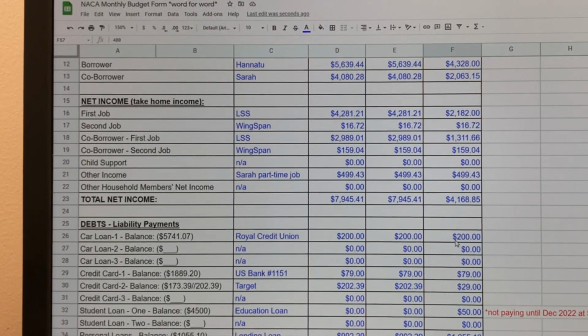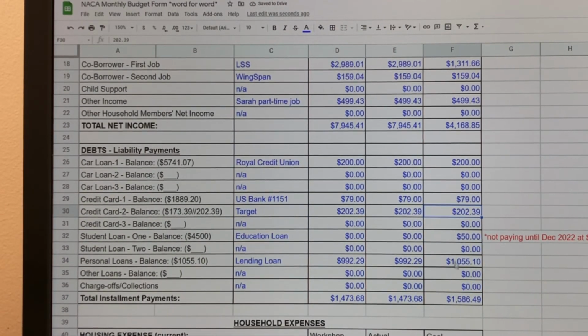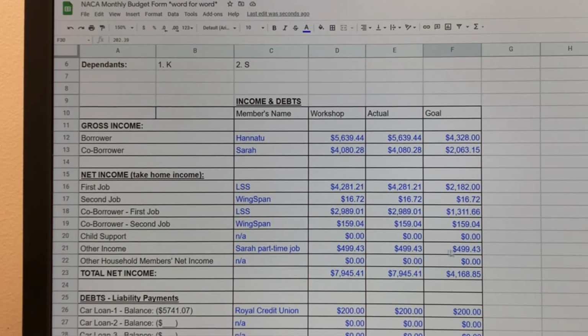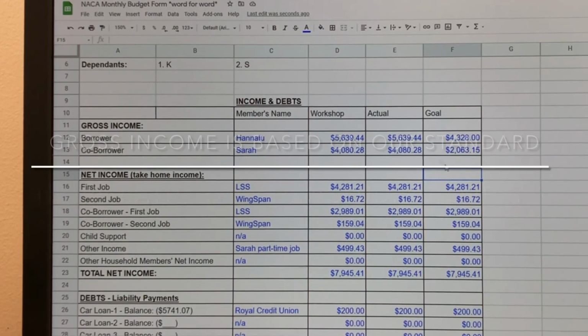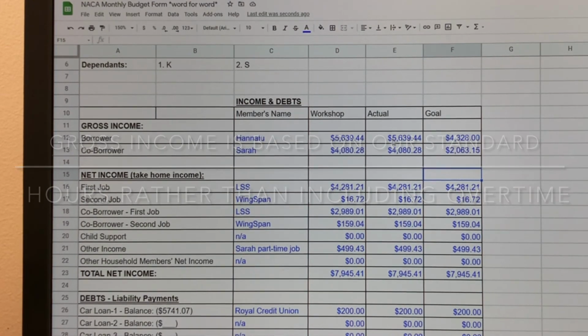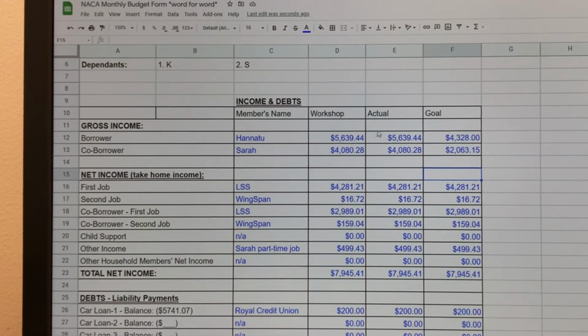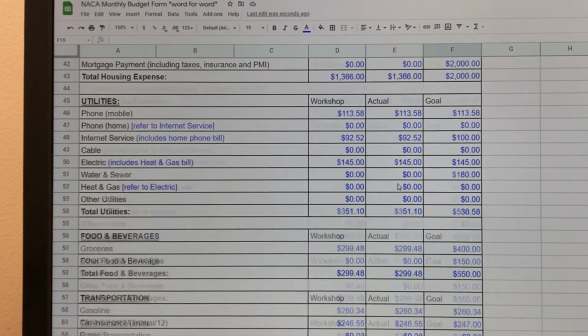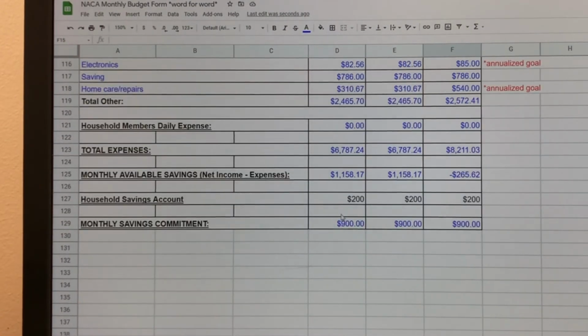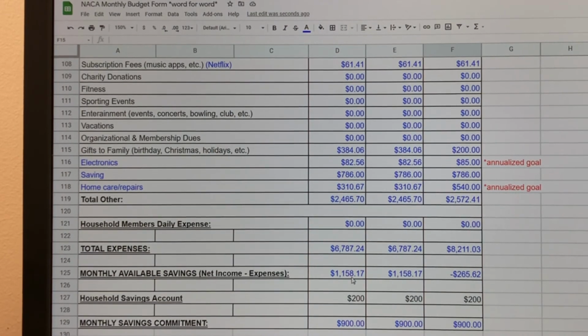And now I'm just gonna go and adjust our net income. I'm gonna adjust this too. That's actually what we ended up doing. You see here, our gross is way more than our goal. Our goal is what our actual amount of money we expected to come in was. And then our actual and workshop is what we actually earned. So you can see there was quite a difference. So that ends up playing into what we spent for the month. And then we see here, it's still saying that we went over, and that's okay.